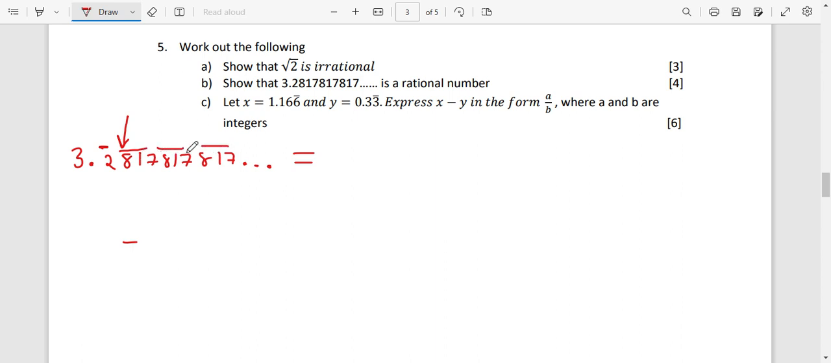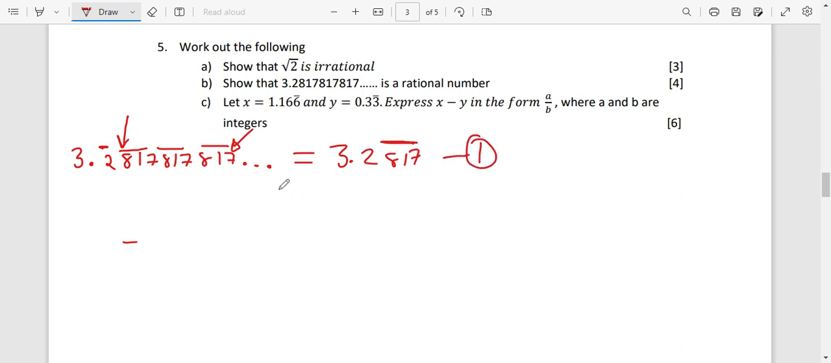But people were saying 178, 178. Is that true? 178? No. Look at the last number. It is 7. So definitely it can't be 178 because at the end you don't have 8, right? So this can also be written as 3.2817 with a dash on top, right? That's the meaning. Not 7178, no, or 781, no, it is 817. So this is going to be our equation 1.